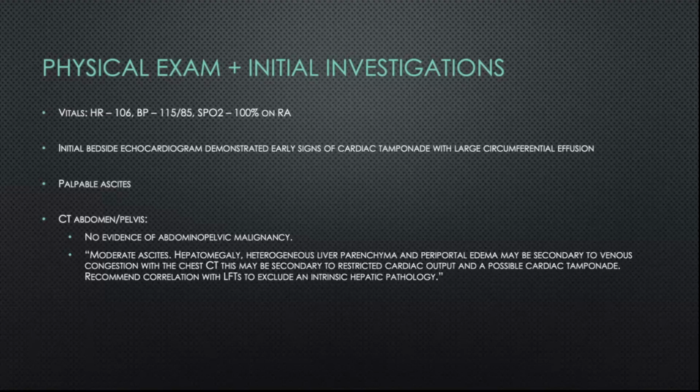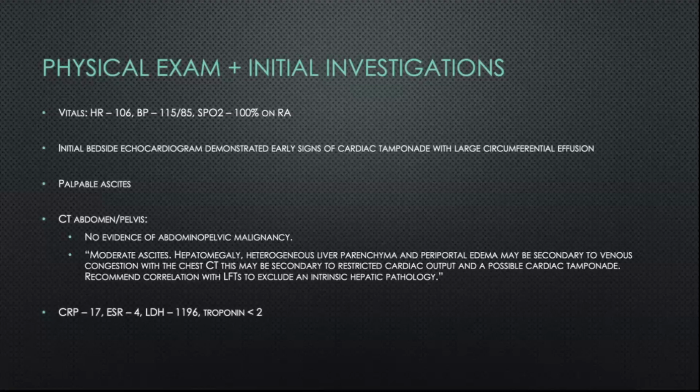The CT chest also showed large circumferential pericardial effusion, similar to what we saw on echo, and they recommended clinical correlation for this. His initial blood work showed a CRP of 7 and an ESR of 4, which are inflammatory markers, and surprisingly lower than what was expected at the time, because if you have an infectious etiology for a pericardial effusion, you'd expect your inflammatory markers to be high. His LDH, which is a marker of tissue breakdown in the body, was 1196. We often associate this with things like malignancy, and his troponin was less than 2.